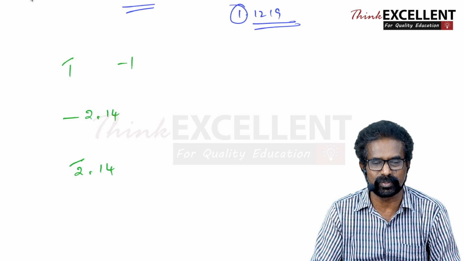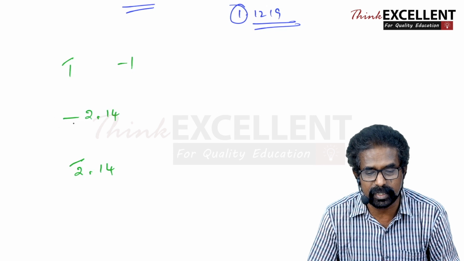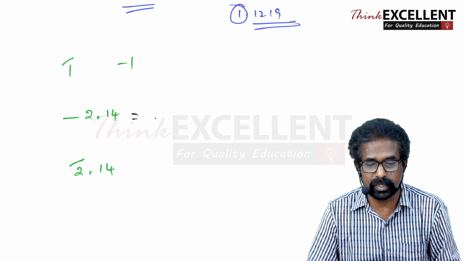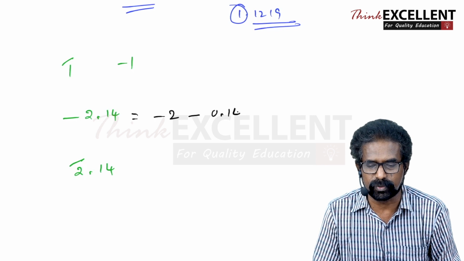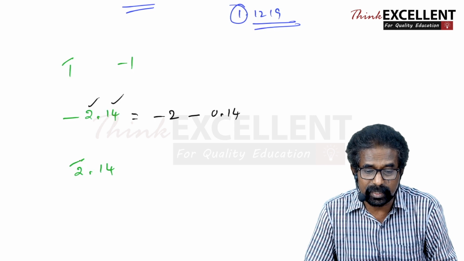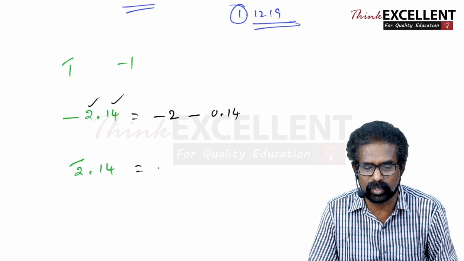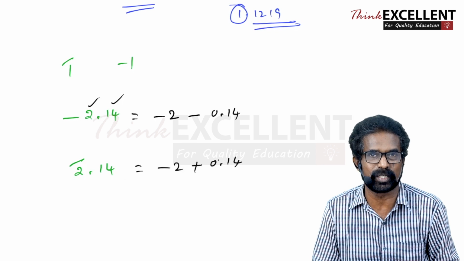What is the meaning of that? Here the minus is for both, before the point and after the point. So this can be written as -2 minus 0.14, because this minus is for both the parts. But here the minus is only for this 2, so this is actually -2 plus 0.14. Hope you understood the difference.